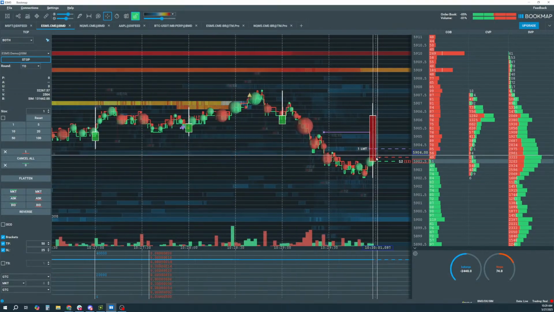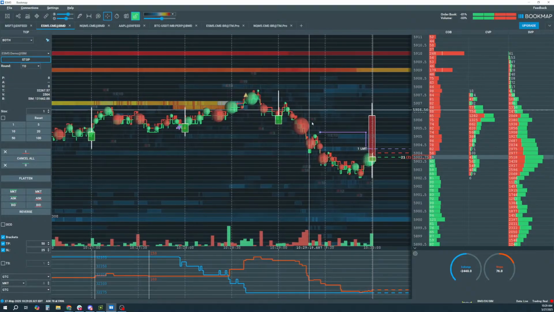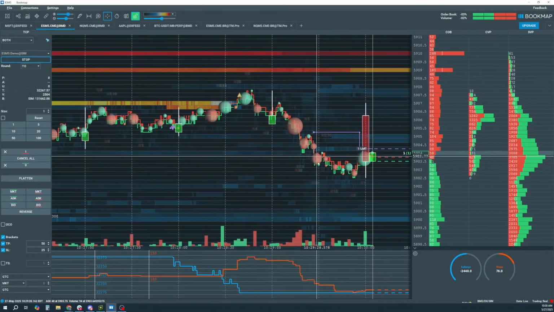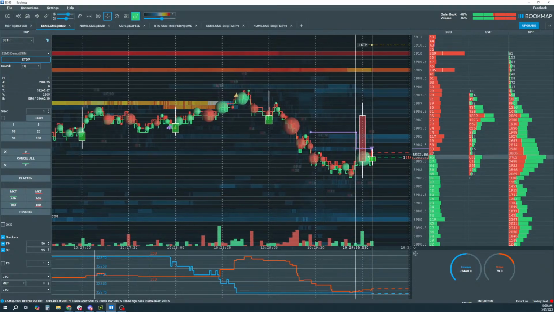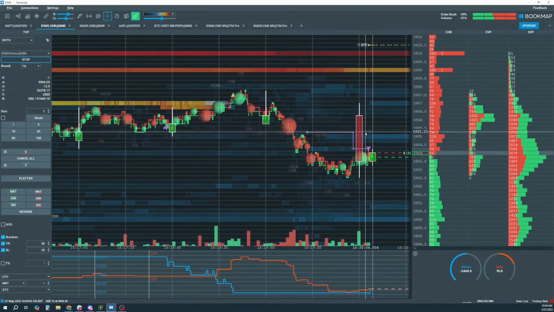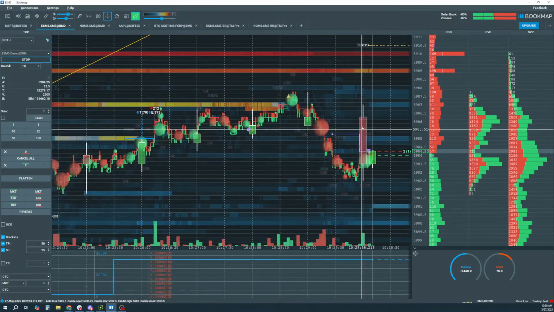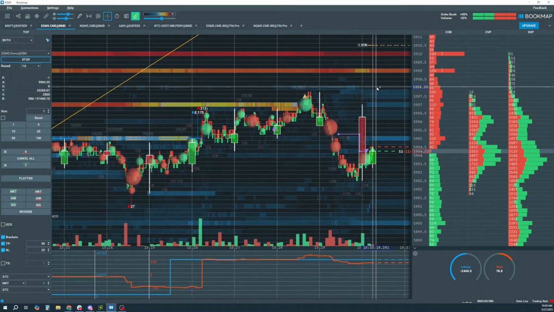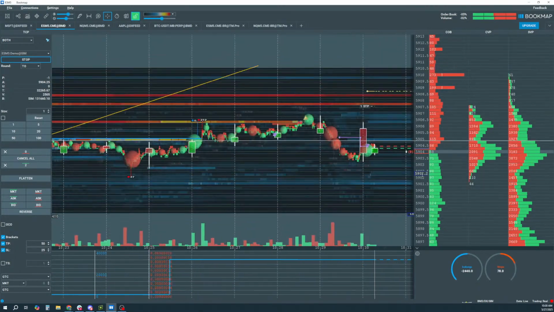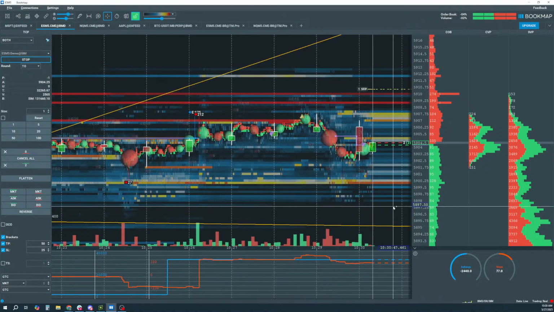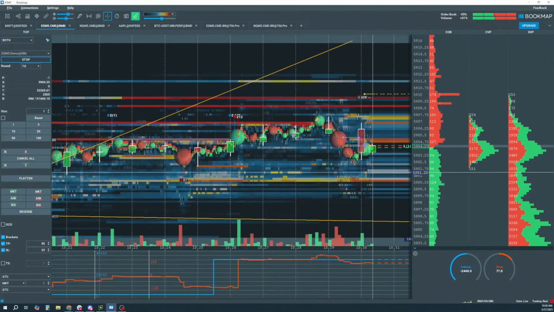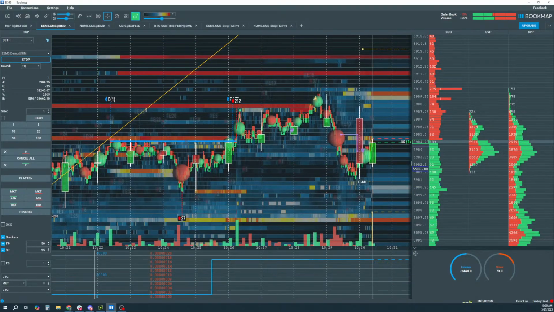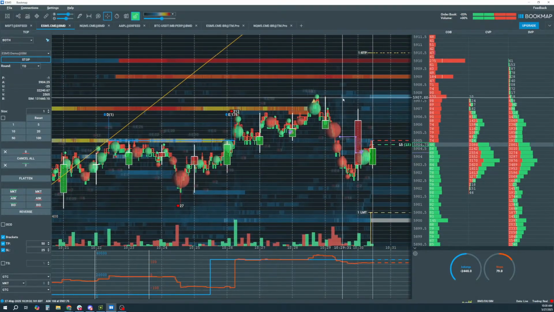Let's see if we get a low volume pullback to here. Okay, this is where it dropped from again in here. All right, so we're filled on that. And now let's see if we can get more selling in again. We'll target high liquidity down here at the figure.